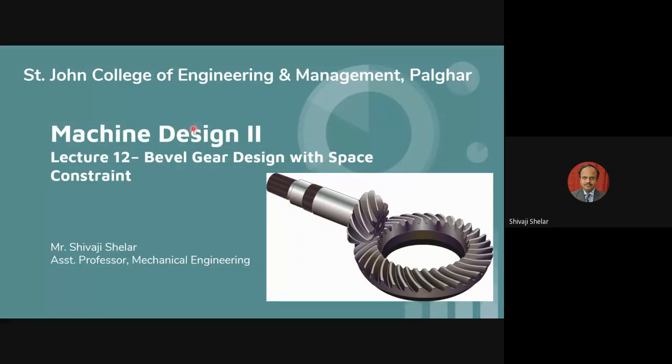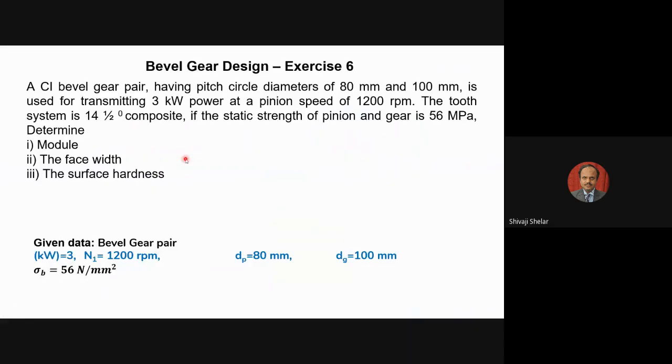We have now today dual gear design with space constraint. Means we need to occupy the design in a predetermined space or the minimum space. So let's go to the problem statement. Okay. So we have here cast iron bevel gear pair.